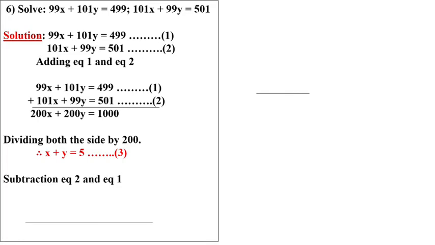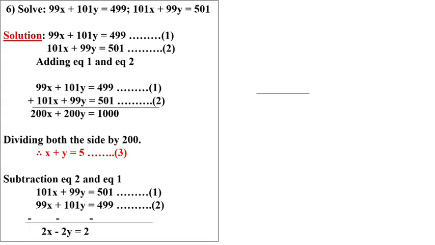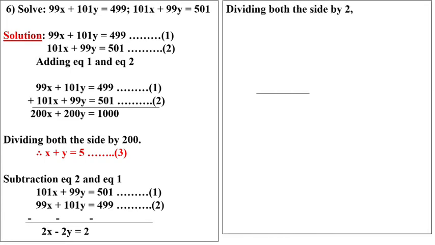Now children, subtracting equation 1 from equation 2. We will write both equations and subtract, the sign will change. From 101, subtract 99, we get 2x. 101 minus 99 gives 2y, but here 99 is smaller, so minus 2y will come, equal to 501 minus 499, which is 2. Again we can divide by 2, then we get the new equation: x - y = 1, that is equation number 4.